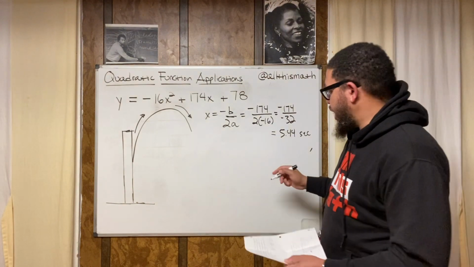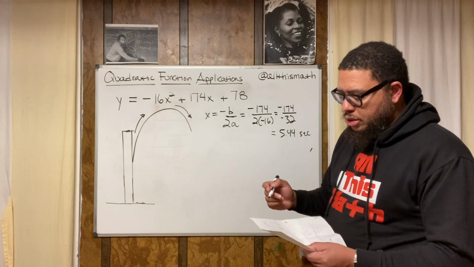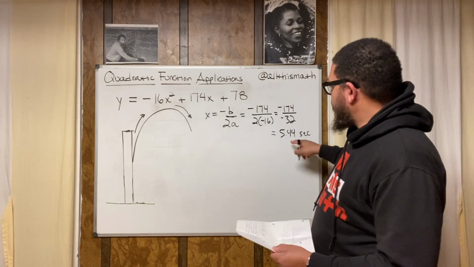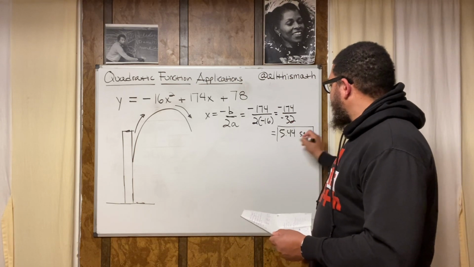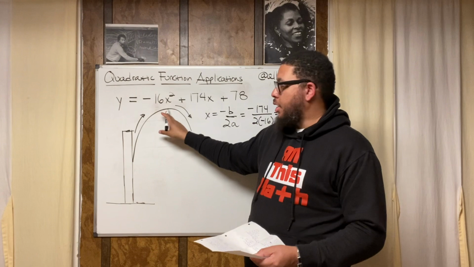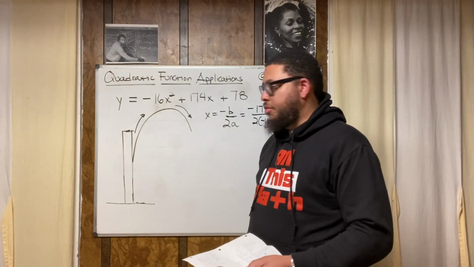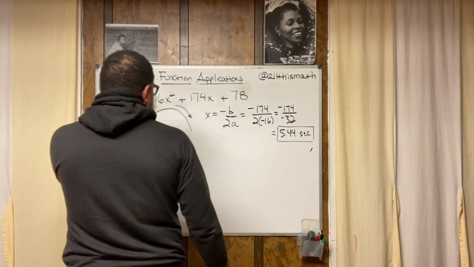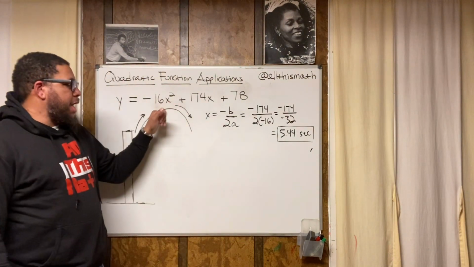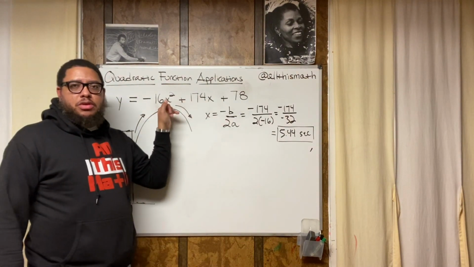So that means, let's go back here. Find the time at which the rocket will reach its max. At 5.44 seconds, this rocket will be at its max, its highest point. After that, it's all downhill from there. At 5.44 seconds it reaches the max, and then it goes back down.